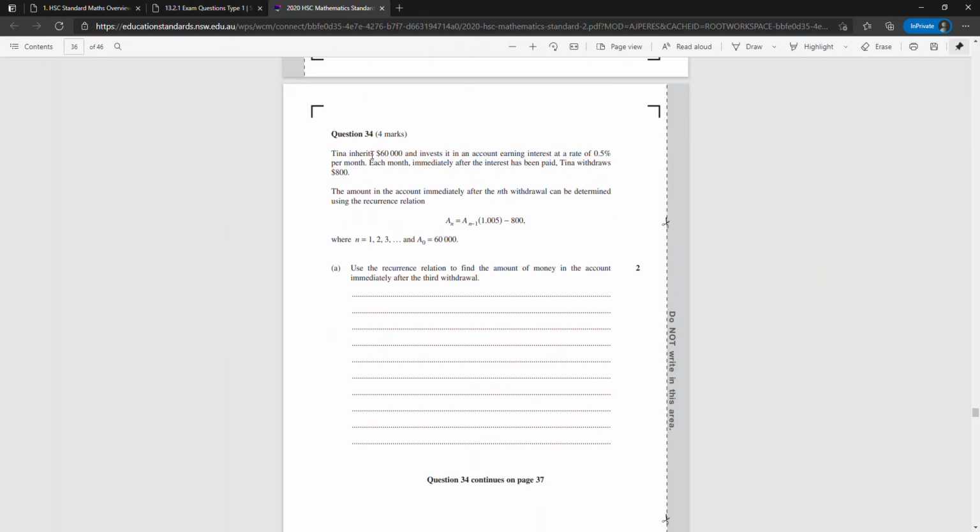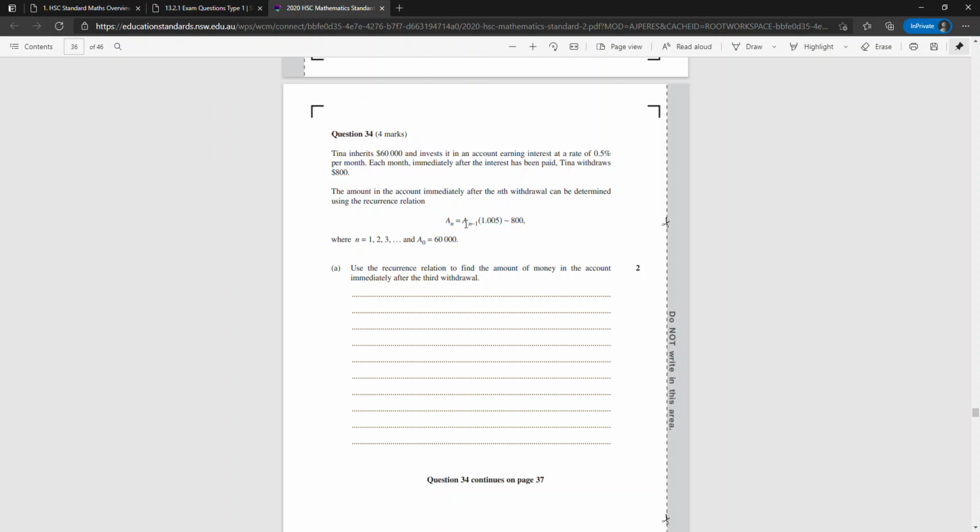What you're told is that Tina inherits $60,000 and the $60,000 is invested at the rate of 0.5% each month, and immediately after the interest is earned, Tina withdraws $800. Every month there is a withdrawal as well. All of what is written in this paragraph has been given to you as an equation.